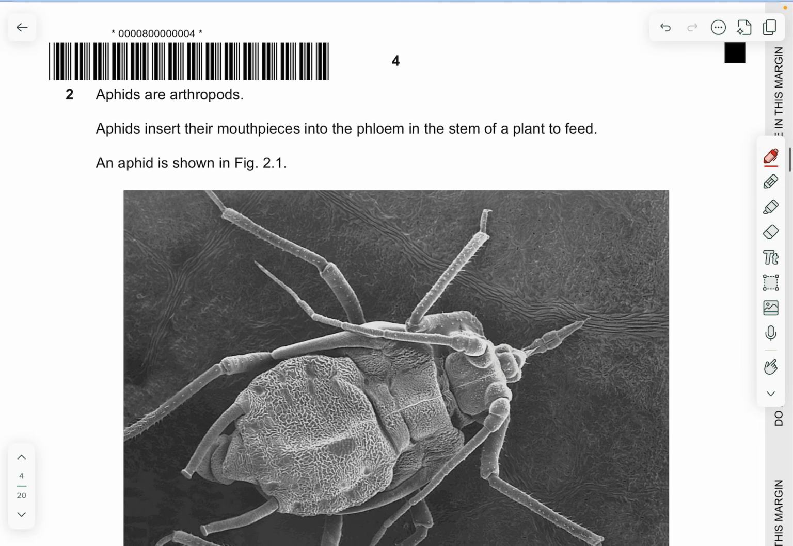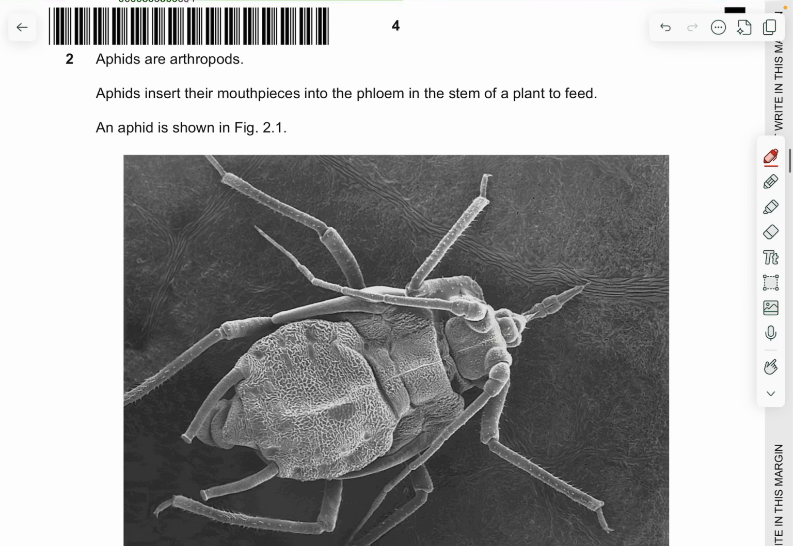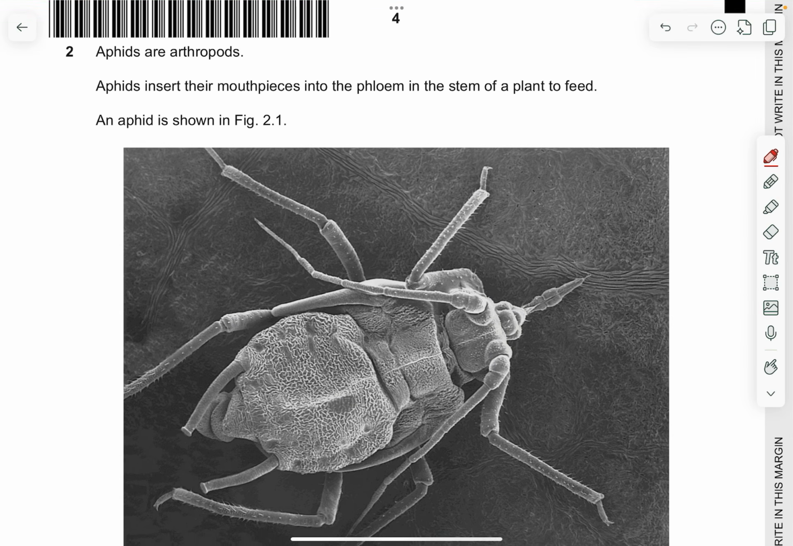Question 2. Aphids are arthropods. Aphids insert their mouthparts into the phloem in the stem of a plant to feed. An aphid is shown in figure 2.1. I'm pretty sure that if you've done any past questions, you are familiar that aphids are the ones that put their mouthparts into the phloem and take up sucrose and amino acids.